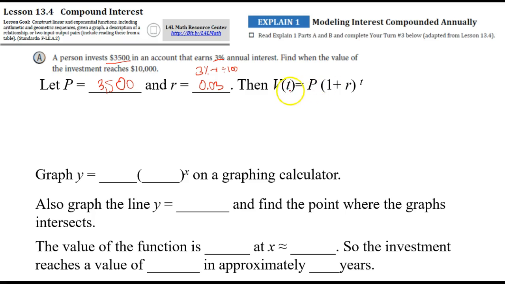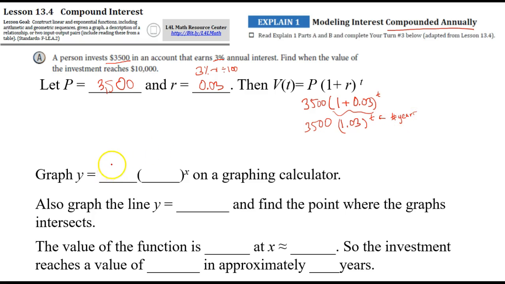We are then going to use our formula for calculating compound annual interest, which would be about 3,500 for our principal, 1 plus 0.03 to the t, and then go ahead and simplify this out a little bit further. Take some time to calculate that out. That should be about 1.03 to the t power, where t stands for the number of years.